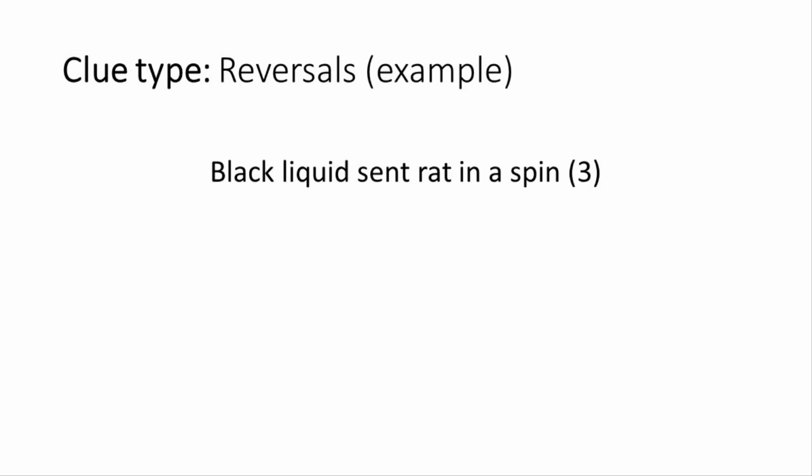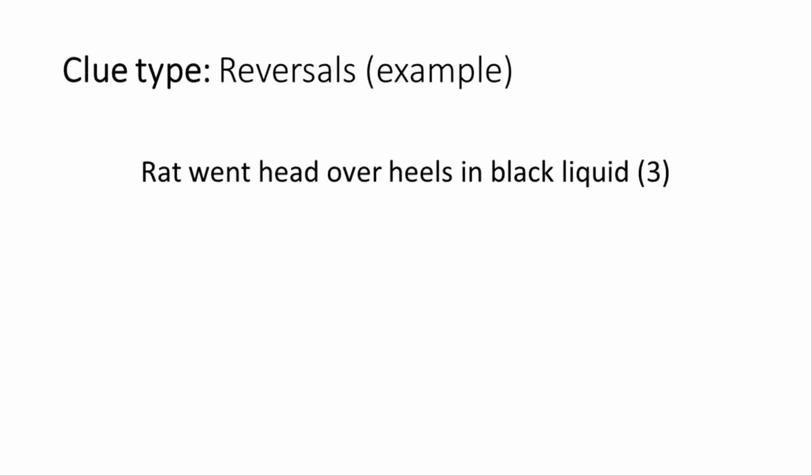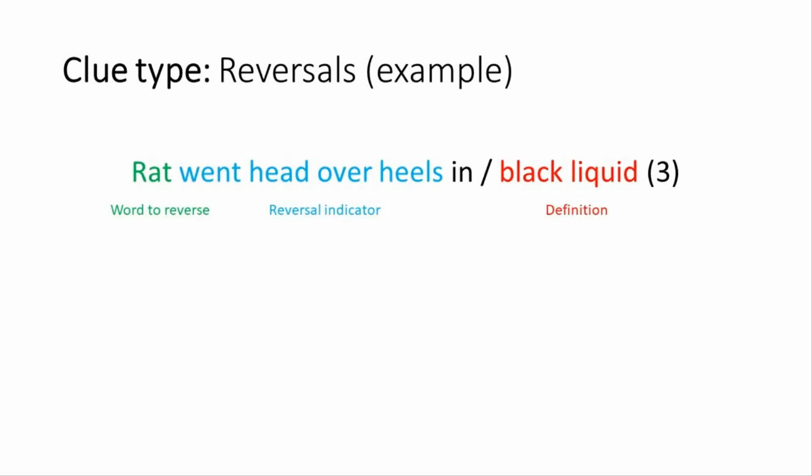Let's try this. Rat went head over heels in black liquid, 3. Here rat is the word to reverse, as indicated by went head over heels, and black liquid is the definition. Like I said earlier in this video, the word "in" denotes the split between the wordplay and the definition, in this instance. So if we flip rat over, we get tar, which is a thick black liquid.